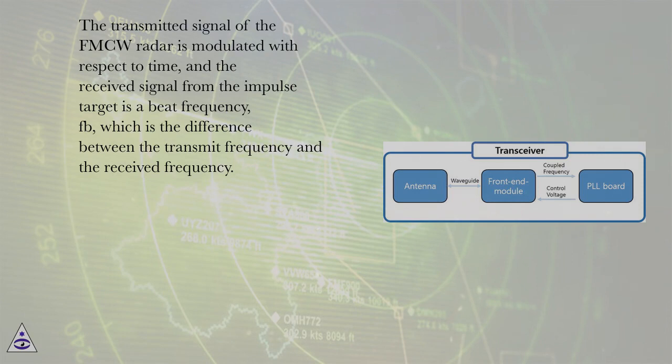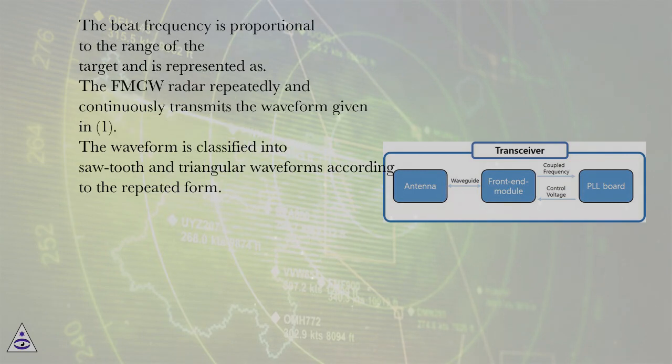The transmitted signal of the FMCW radar is modulated with respect to time, and the received signal from the impulse target is a beat frequency, FB, which is the difference between the transmit frequency and the received frequency. The beat frequency is proportional to the range of the target and is represented as, the FMCW radar repeatedly and continuously transmits the waveform given in 1.